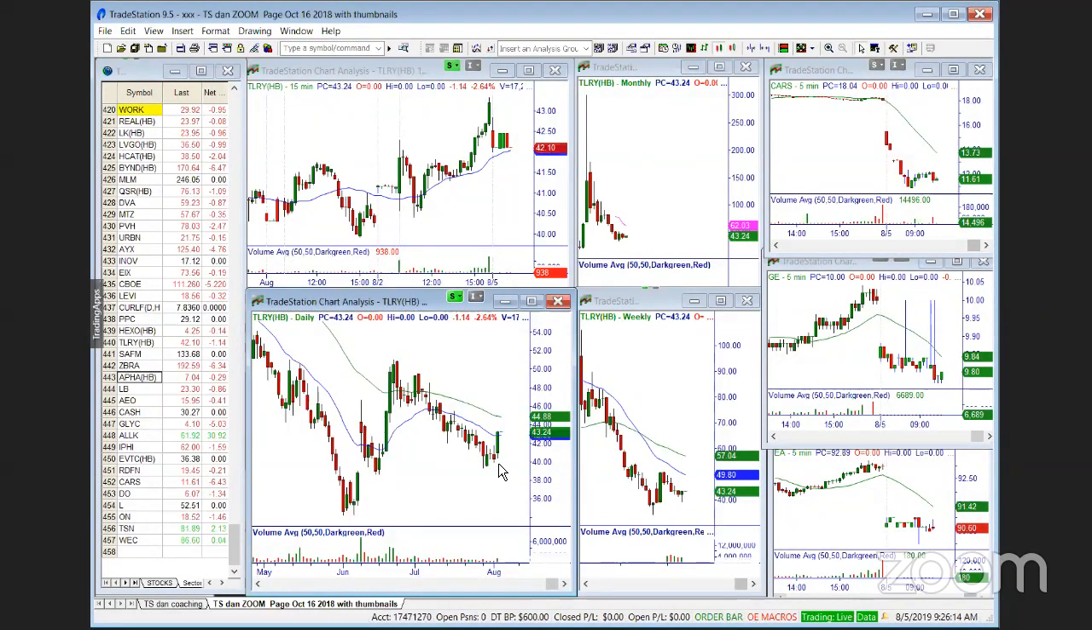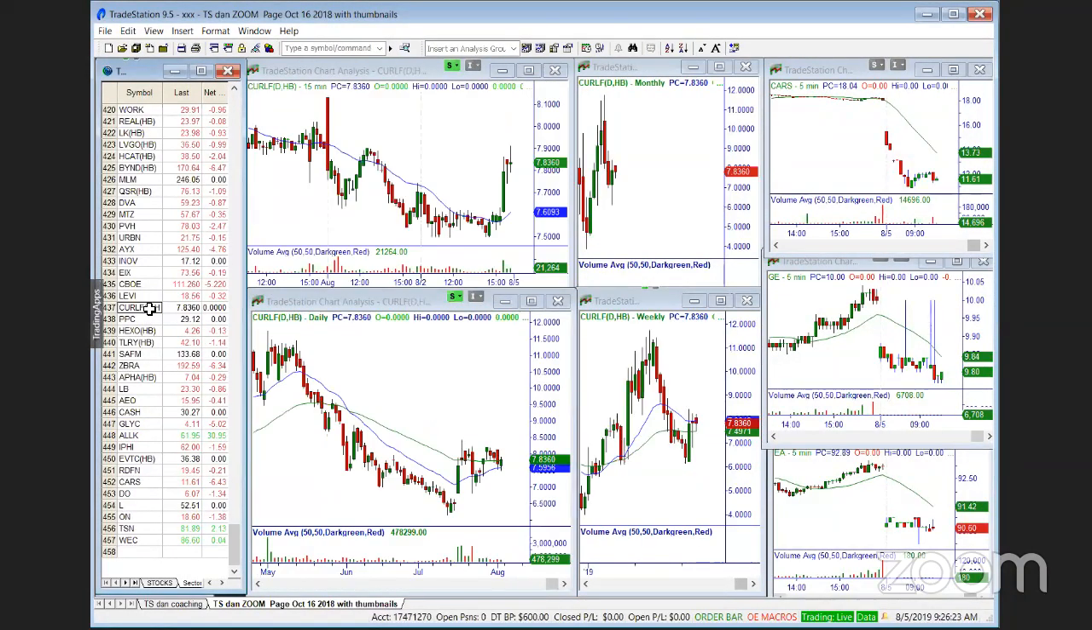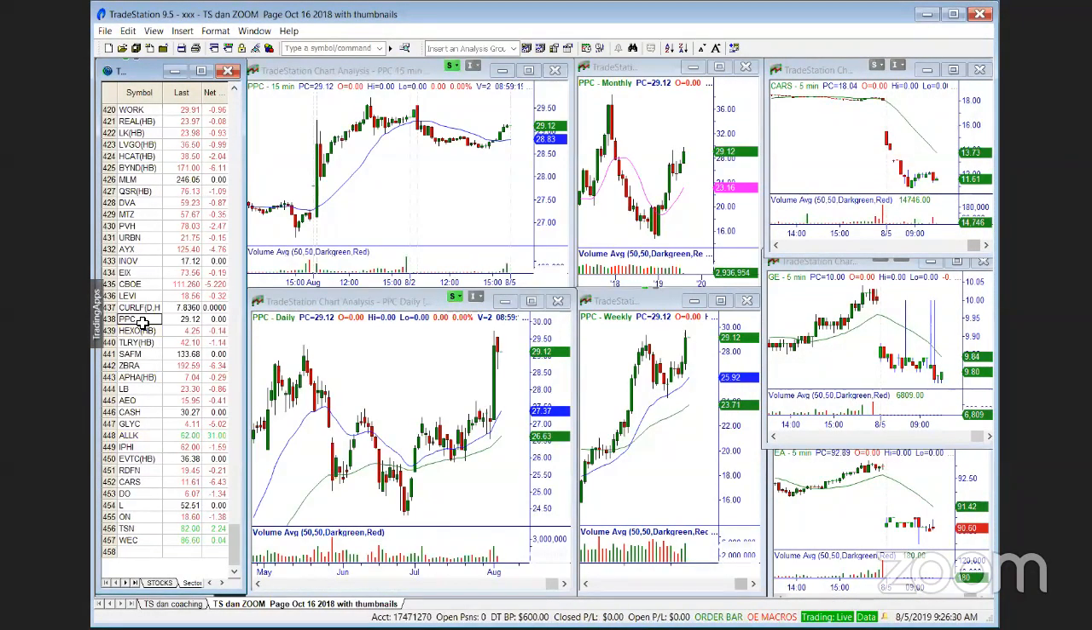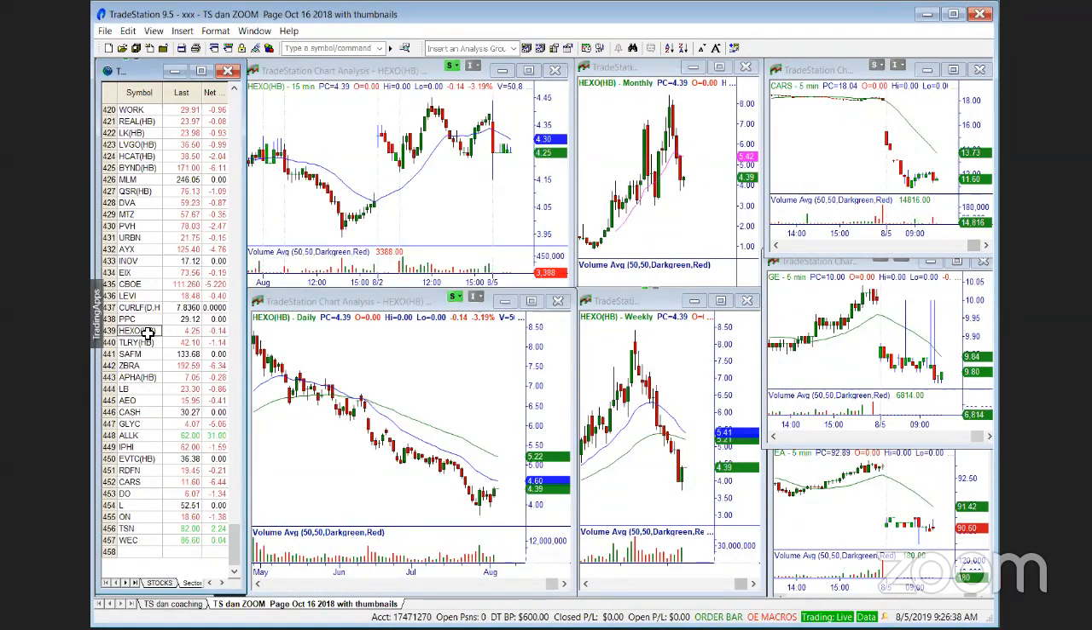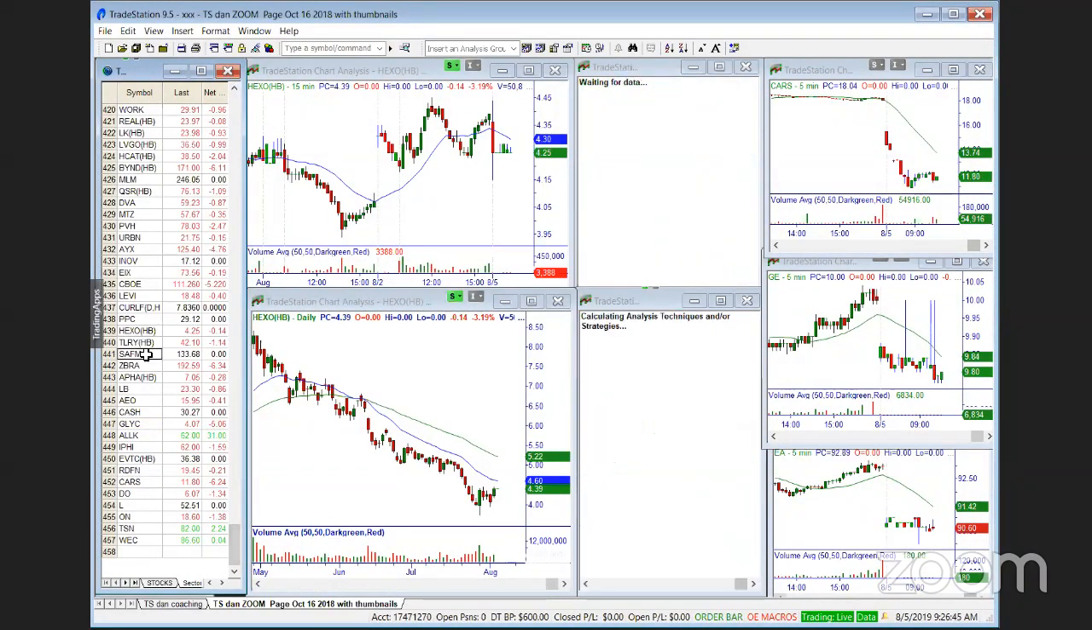Tilray, perked here, and I like the weekly higher low. And the Curlif, I like this one over Thursday's high. PPC is a bull 1, 2, 3. So this one, if it triggers, I like it. It's strong. Hexo, getting climactic, a little retest here. We'll see if we can get a trade in that.